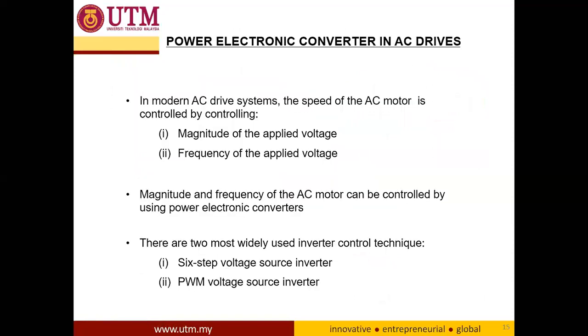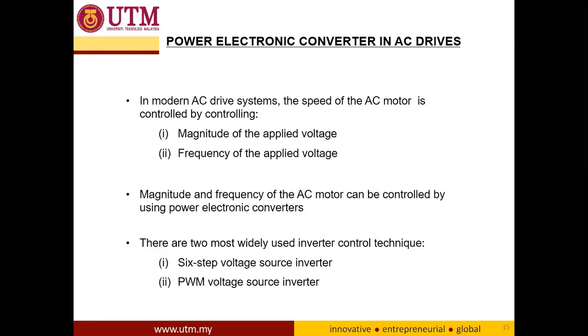Okay, so power electronic converter in AC drive. In a modern AC drive system, the speed of the motor is controlled by controlling the magnitude of the voltage supply and also the frequency of this voltage supply. This can be achieved by using inverters, also incorporated with a DC to DC converter. But mostly the inverter plays the main role in the AC motor drive.